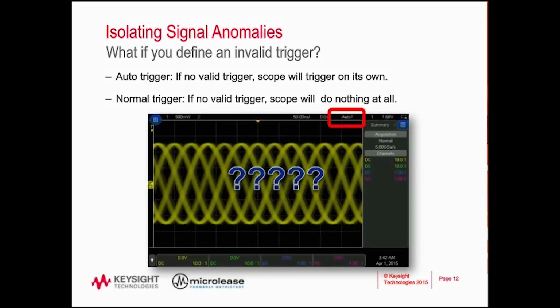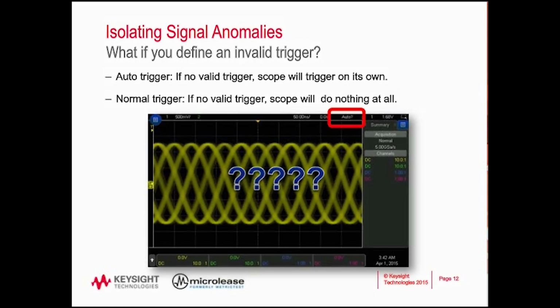So you've given the scope a set of rules to take pictures of something in a stable way. It can either trigger on its own and just start painting information on screen, which is the default state, or you can turn on what's called normal triggering. You can actually tell the oscilloscope to do nothing at all until it finds a valid trigger that you have defined.